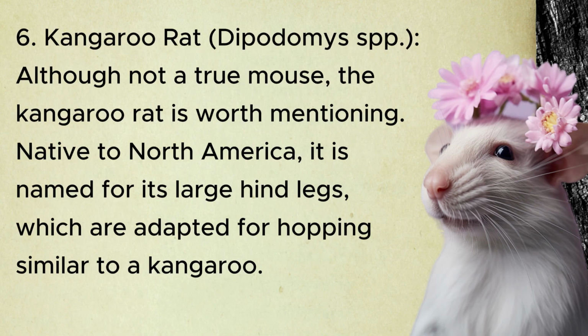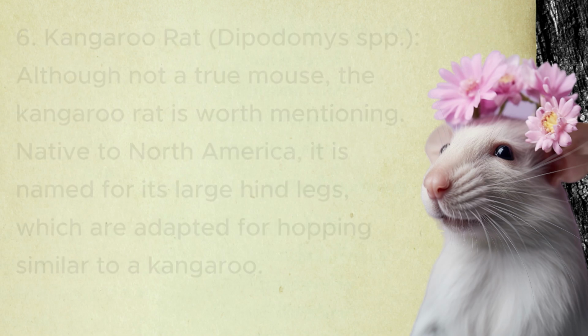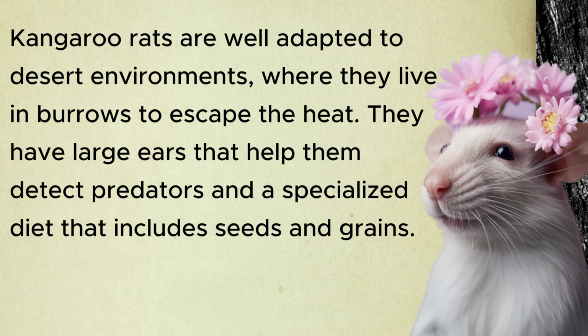6. Kangaroo rat, Dipodomys spp. Although not a true mouse, the kangaroo rat is worth mentioning. Native to North America, it is named for its large hind legs, which are adapted for hopping similar to a kangaroo. Kangaroo rats are well adapted to desert environments where they live in burrows to escape the heat.